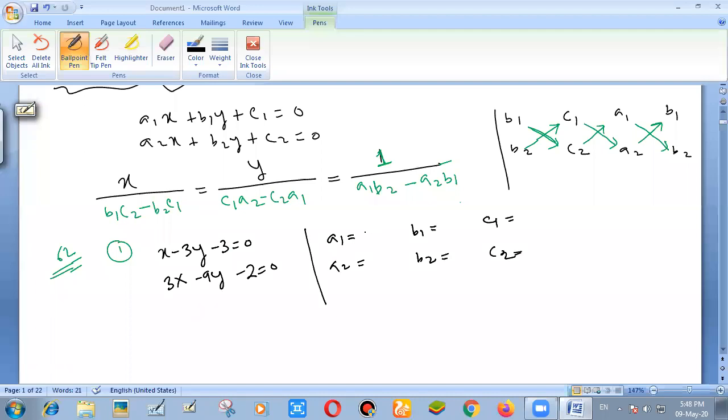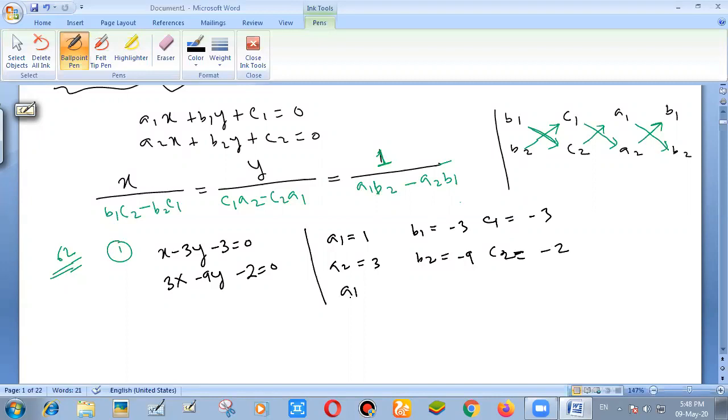What is the value of a1? Sir, 1. A2 will be 3. B1 will be minus 3. B2 will be minus 9. C1 will be what? Minus 3. And C2 will be minus 2.